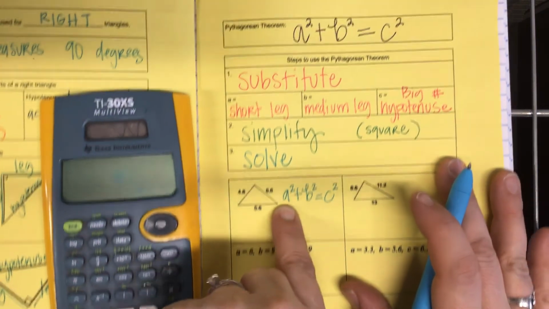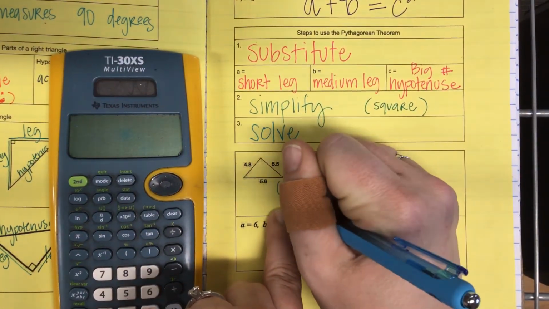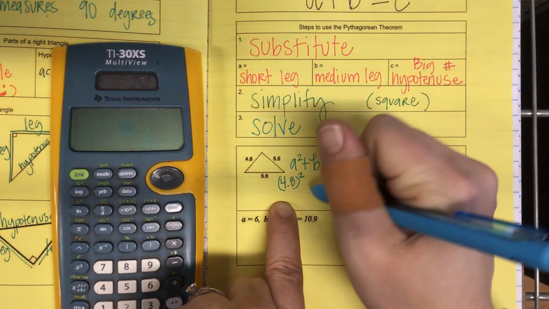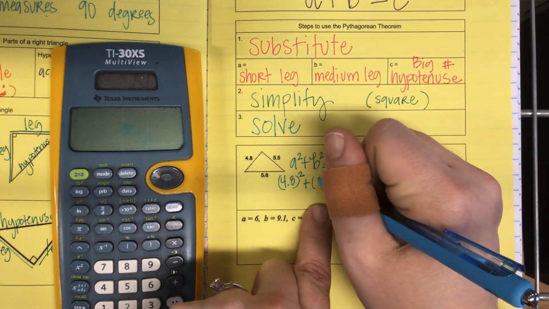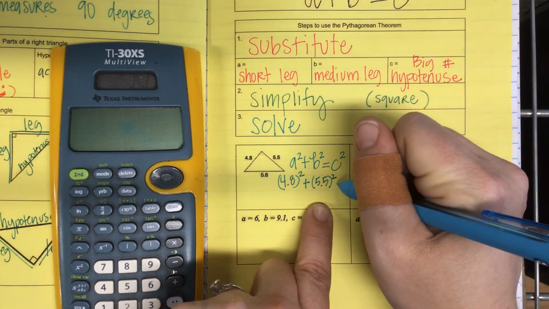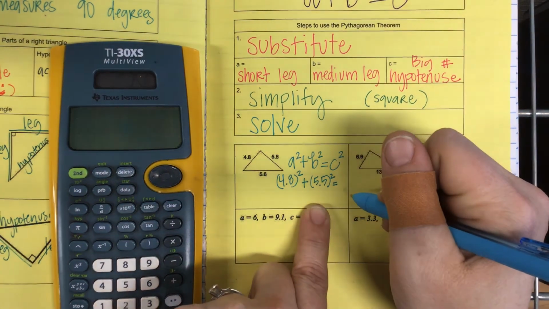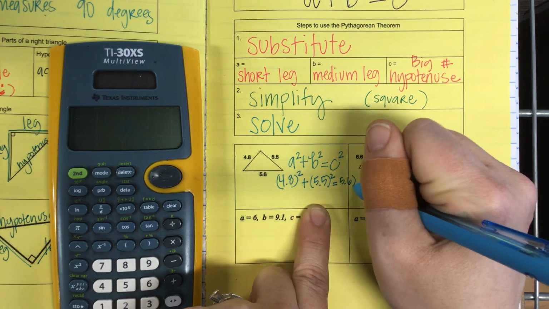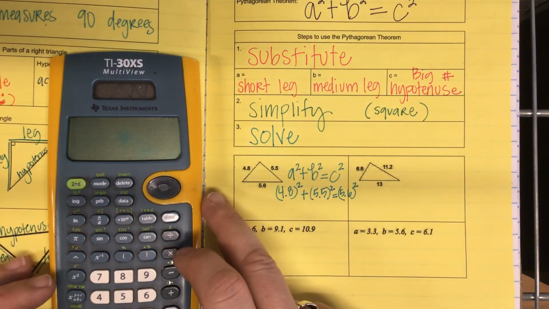What's the shortest leg? Good. 4.8 squared. Plus, what's the B? 5.5 squared. And does it equal, what's the hypotenuse? 5.6. Substitute. Everybody see how I substituted? Step 2 is to simplify. Ready?